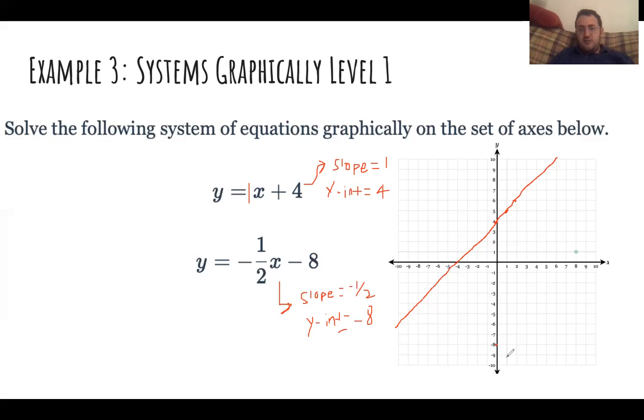And then this is going to be down 1/2. And we'll just continue that same slope. And the intersection point will be right there. So that's going to be -8, -4. And we could actually try and see if the solution is a solution by just checking our work.